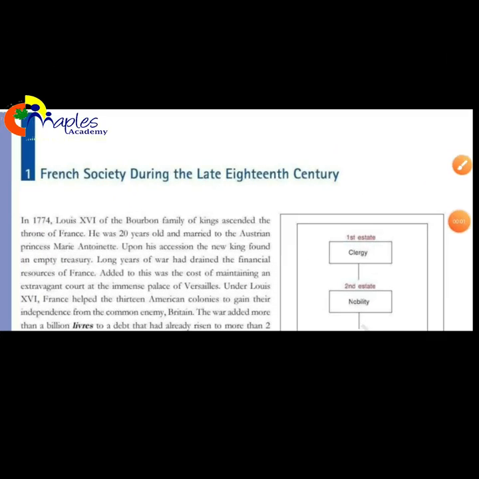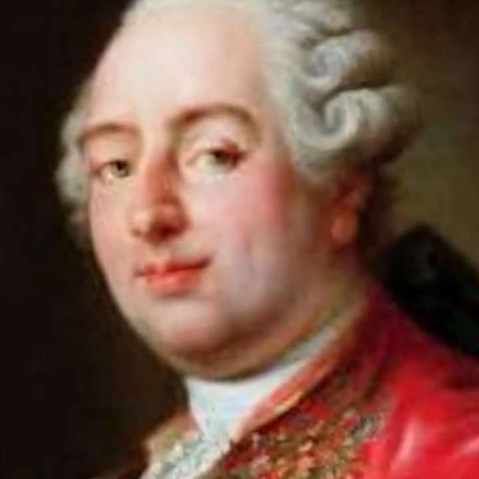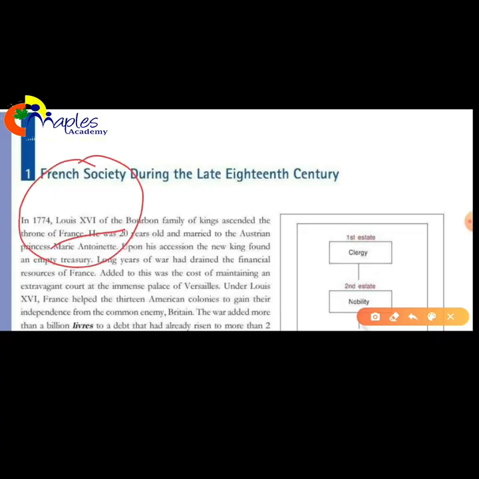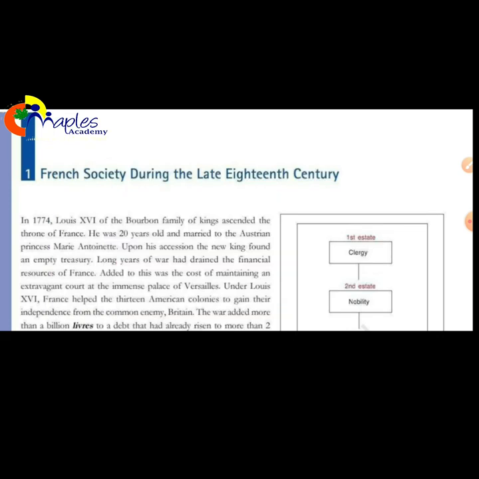This is the chapter's first topic: French society during the late 18th century. In 1774, Louis XVI became the king of the Bourbon family. Bourbon is also a biscuit that may come to your mind, because the biscuit also got its name from the royal family. He ascended the throne of France at the age of 20 and was married to the Austrian princess Marie Antoinette. He married the Austrian princess, so don't get confused with this Austrian.